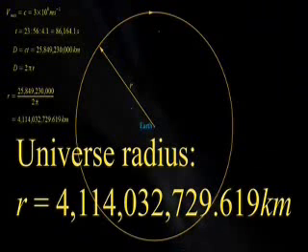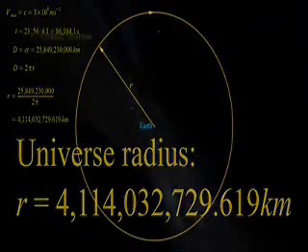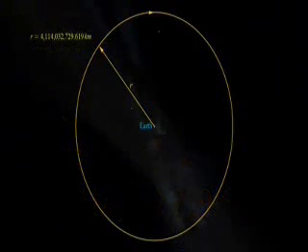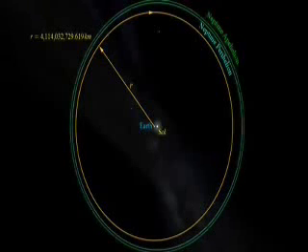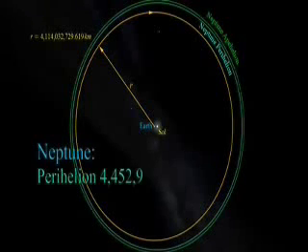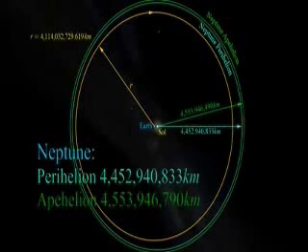4,114,032,729.619 kilometers. Earth at perihelion is a little under 150 million kilometers from the Sun. If we consider the range of distances that Neptune can be observed to be from the Sun, we find that it is outside the maximum bounds of the geocentric universe.